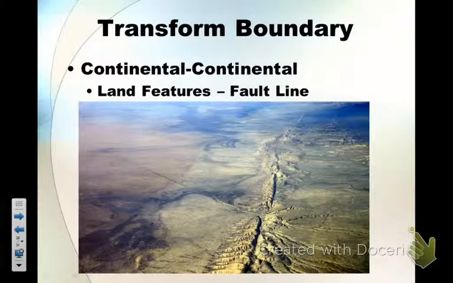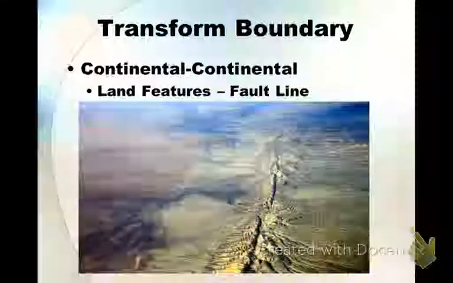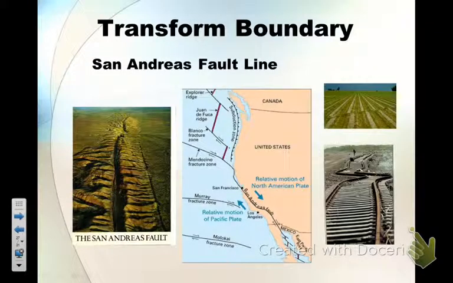All right, continental. This is going to be a fault line. This is what fault lines look like. This is the aerial view of the San Andreas Fault, and it occurred in 2007, I believe. It just moved from one side to the other.